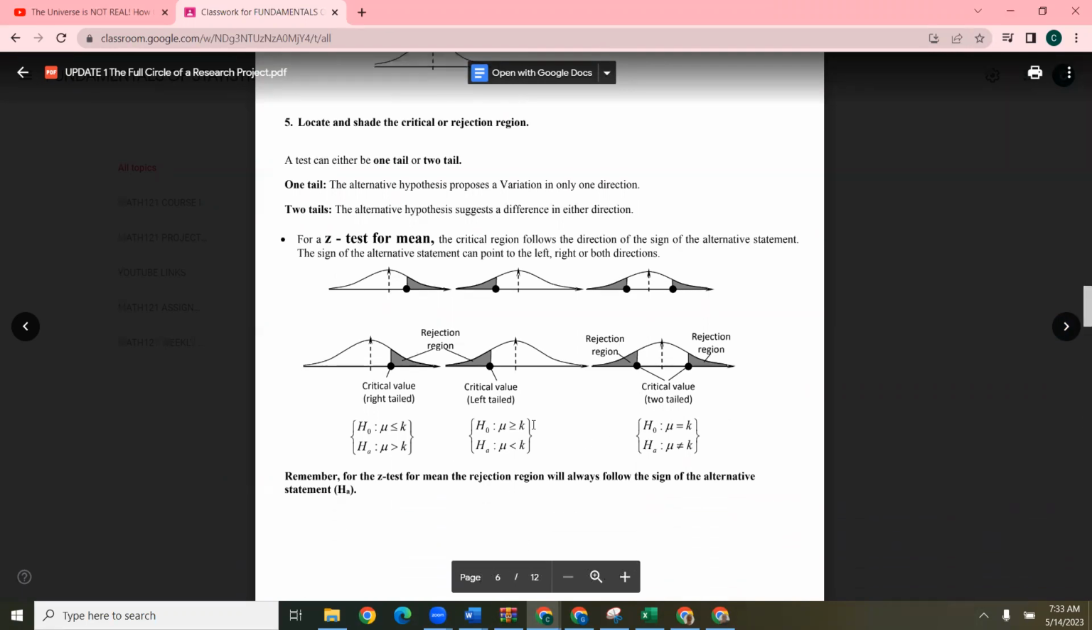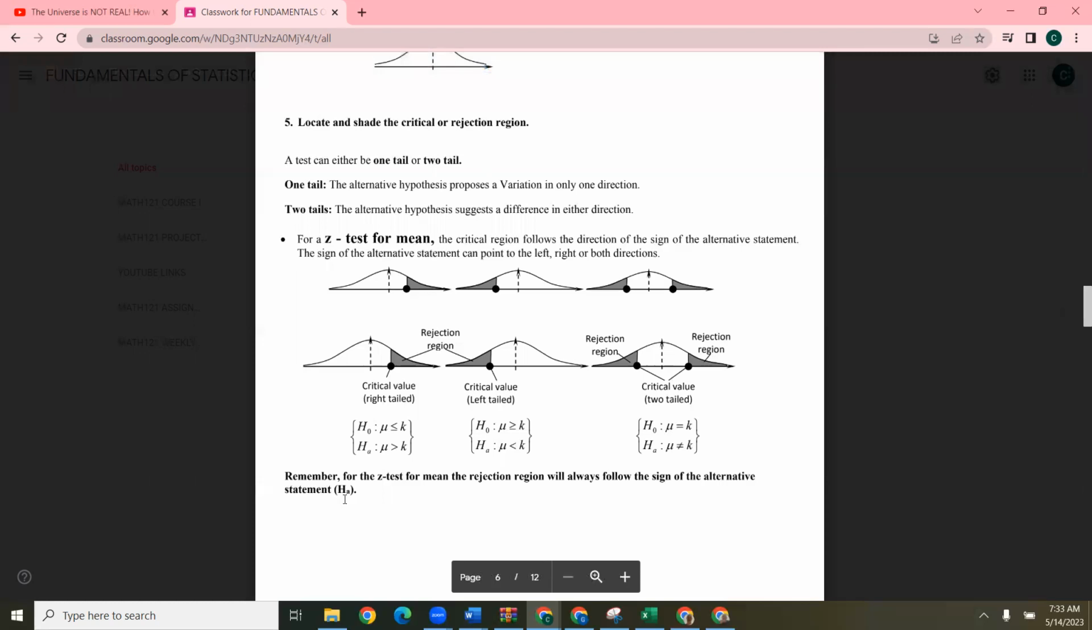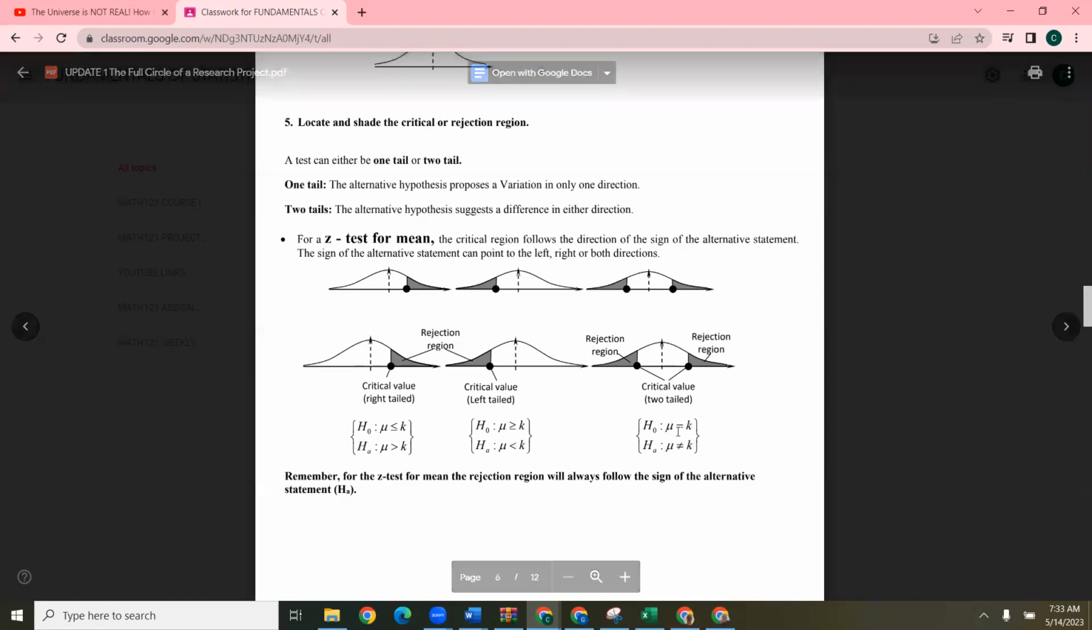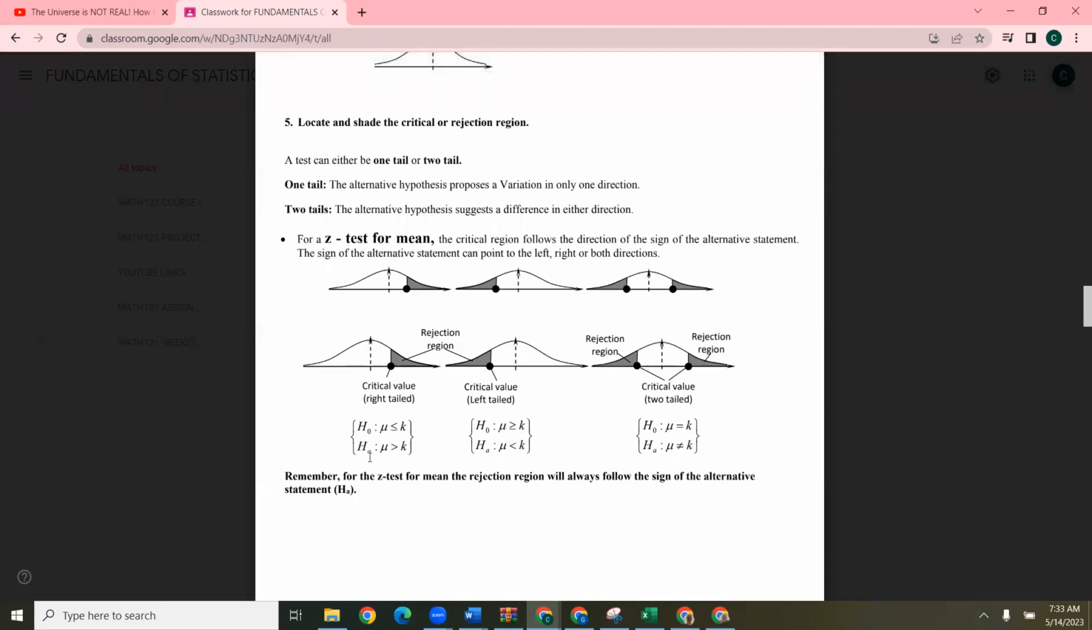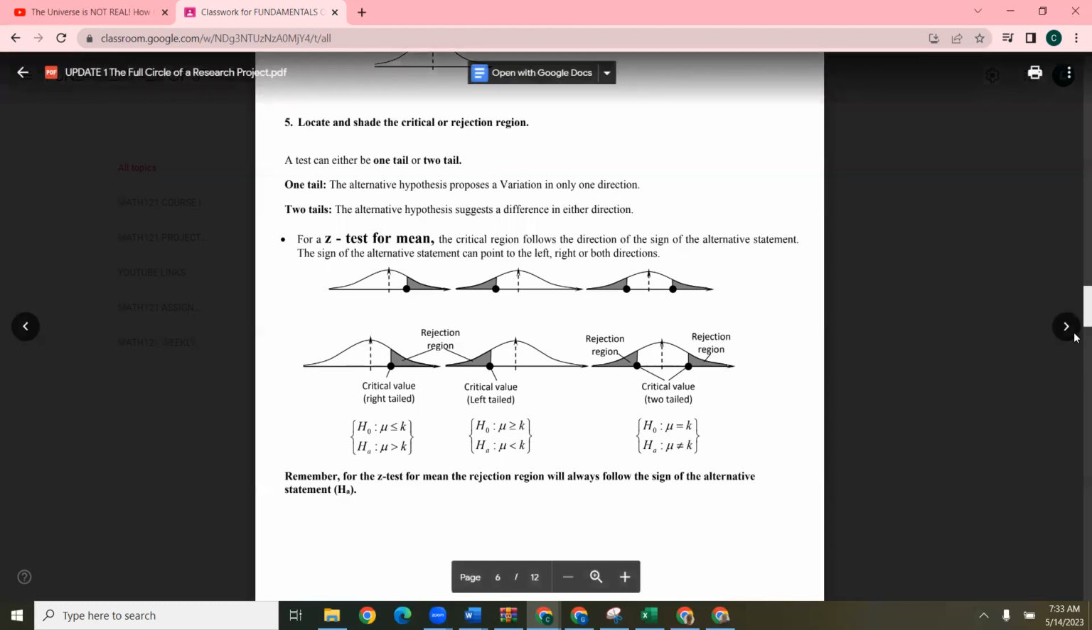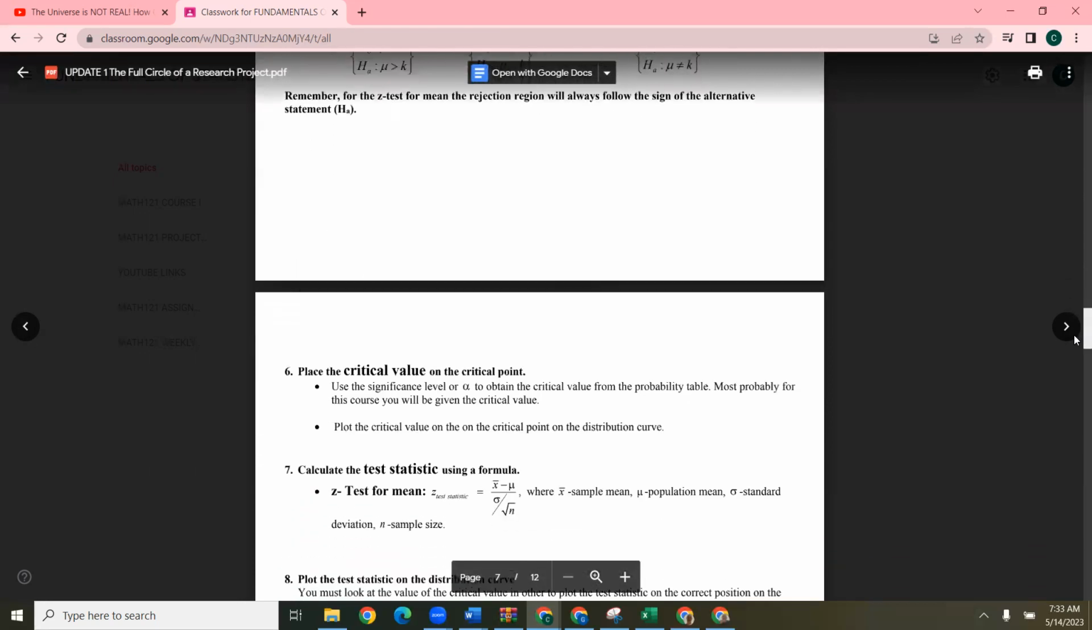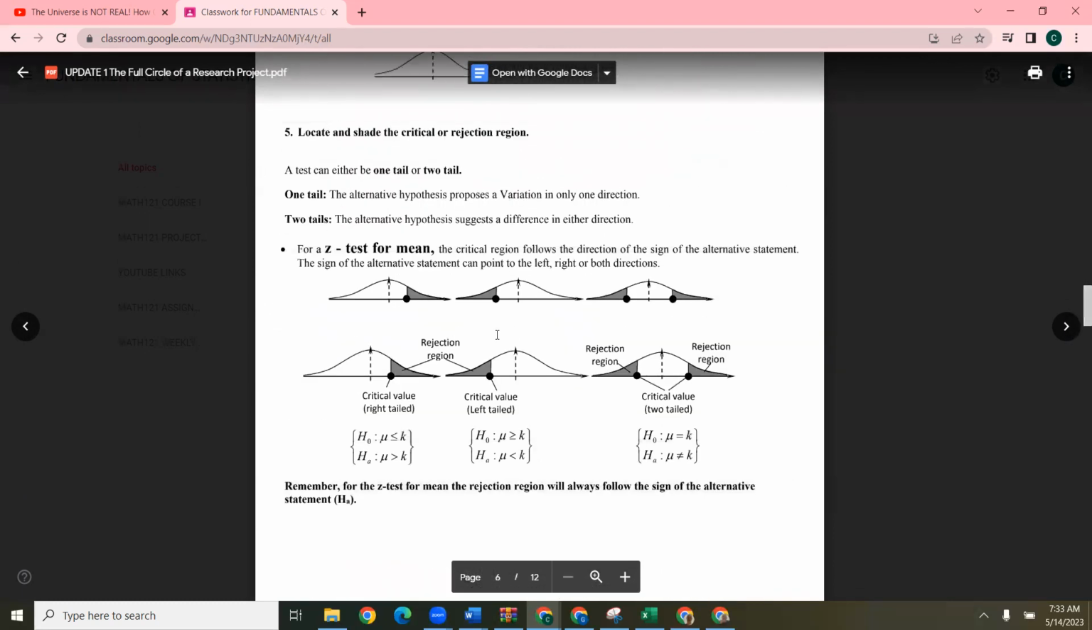To know where the rejection region is, you've got to focus on the sign of the alternative. Remember, for the z-test for mean, the rejection region will always follow the sign of the alternative statement. So if the alternative is pointing towards the right, it will be a right tail. If the alternative is pointing towards the left, it will be a left tail test. If the alternative is not equal, it will be a two tail test. So we've got a right tail pointing for the alternative, so we've got a right tail test. And step number 6 now says to place the critical value on the critical point. So our critical point will be on the right. This is the appropriate curve for the test that we have.